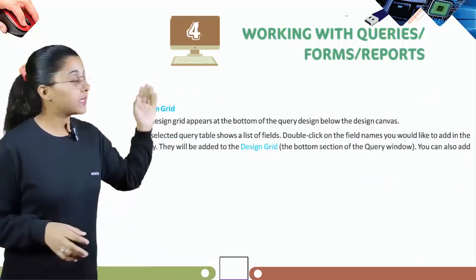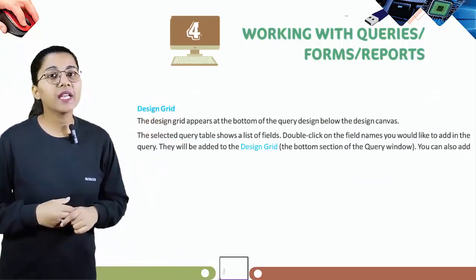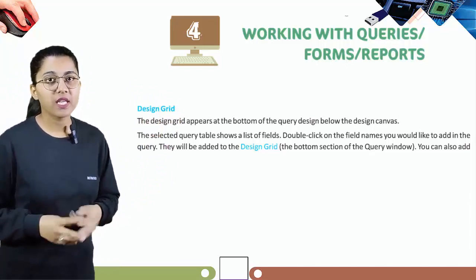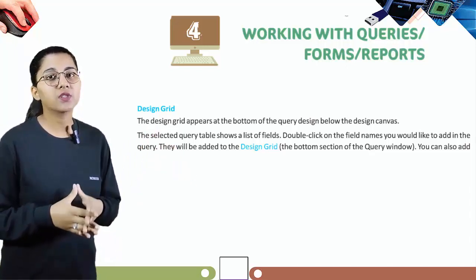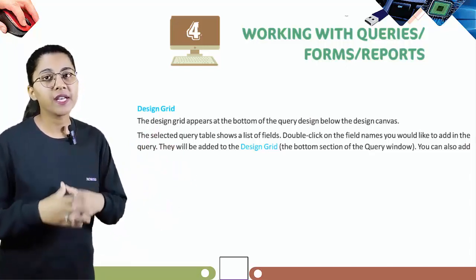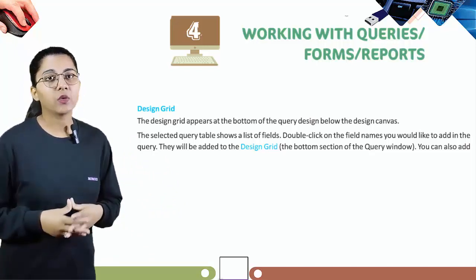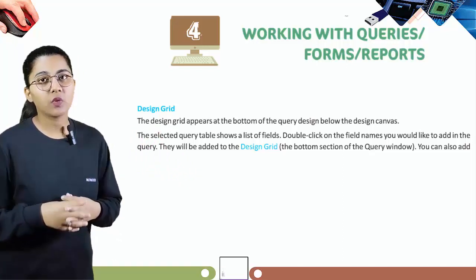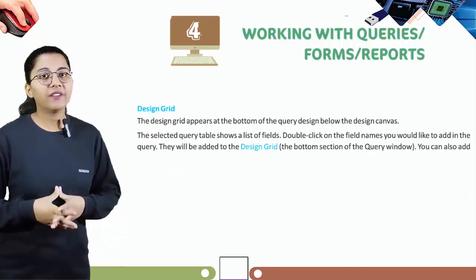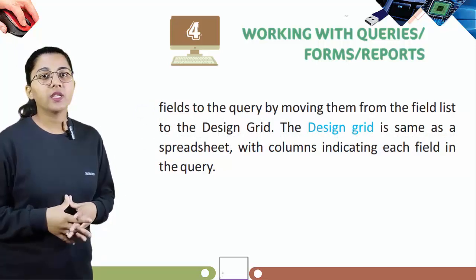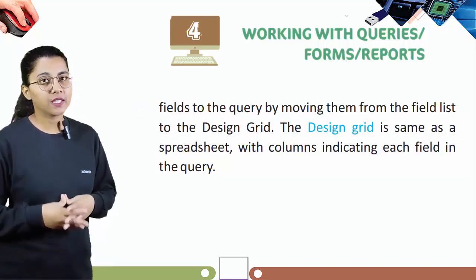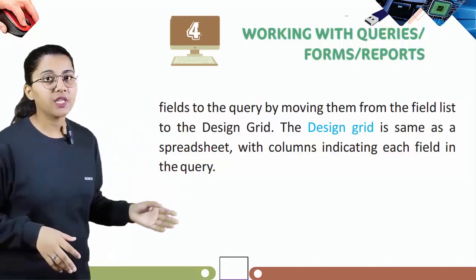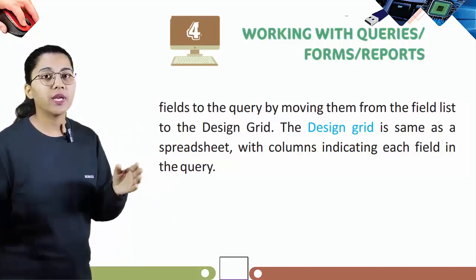Now let's learn about the design grid. The design grid appears at the bottom of the query design, below the design canvas. The selected query table shows a list of fields. Double click on the field name you would like to add to the query. They will be added to the design grid, the bottom section of the query window. You can also add fields to the query by moving them from the field list to the design grid. The design grid is the same as a spreadsheet with columns indicating each field in the query.